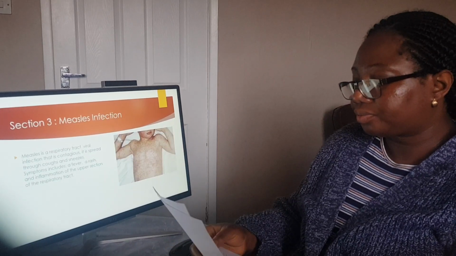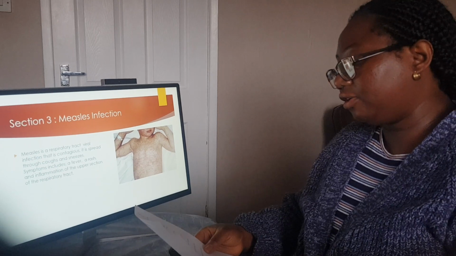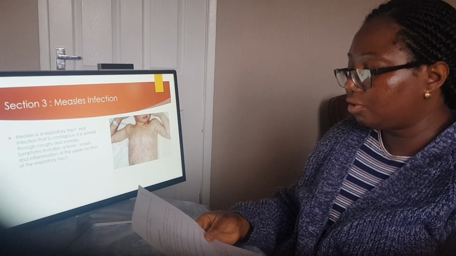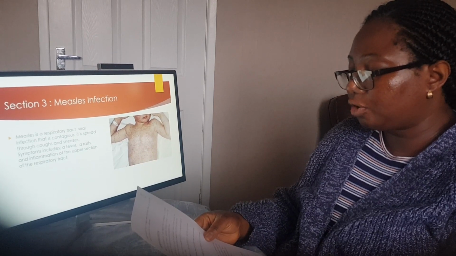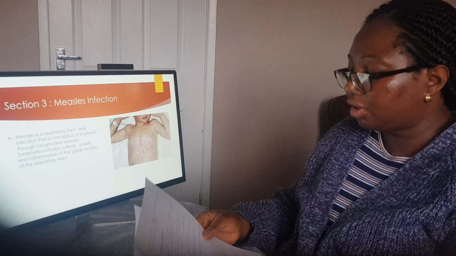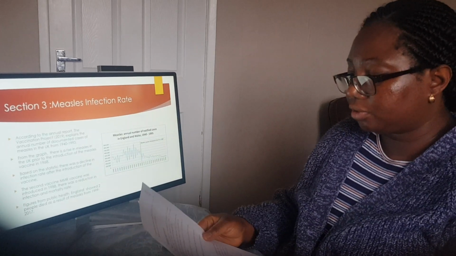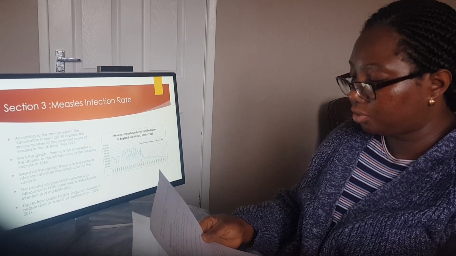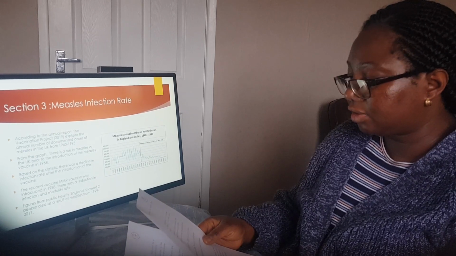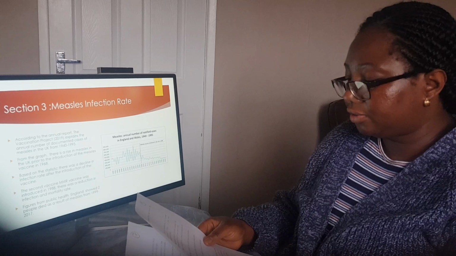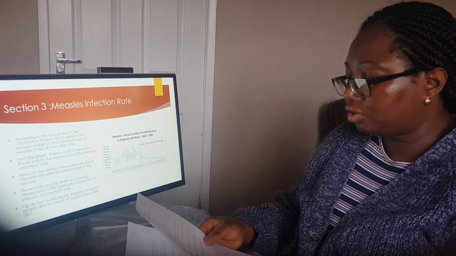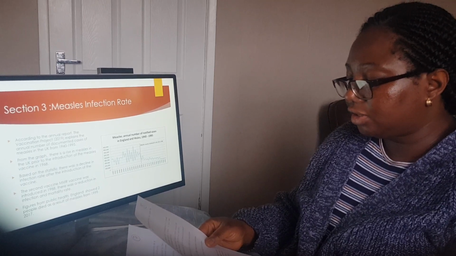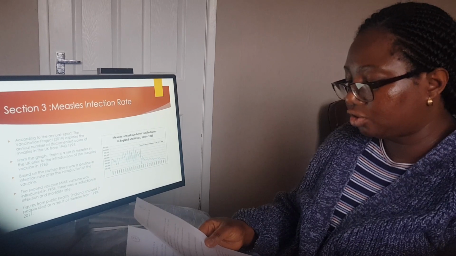Measles infection. Measles is a respiratory tract viral infection that is contagious. It is spread through cough and sneeze. Symptoms include fever, a rash, and inflammation of the upper section of the respiratory tract. According to the annual reports, the Vaccination Project explains the annual number of documented cases of measles in the UK between 1940 and 1995. From the graph, there is a rise in measles in the UK prior to the introduction of the measles vaccine in 1968. And based on the statistics, there was a decline in infection rate after the introduction of the vaccine.